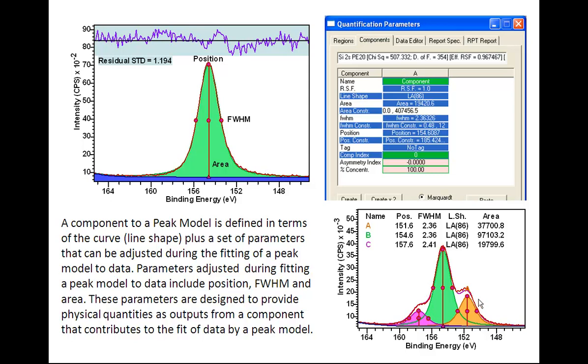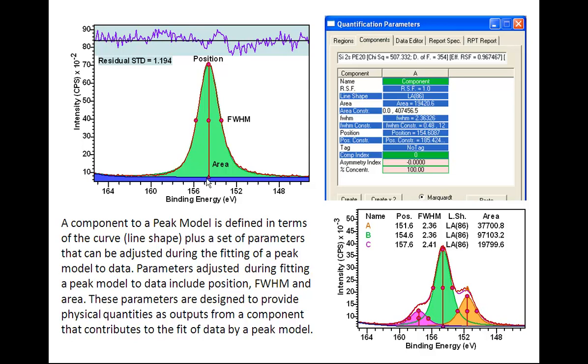Here's an example of a peak model where there are three components, and the characteristics of components are that they are defined in terms of a line shape, which specifies the type of curve that will be used to fit data. There's an area parameter, a full width half maximum, and a position. The idea of fitting a component to data, which is an isolated peak in this instance, is that we can identify the position of the peak.